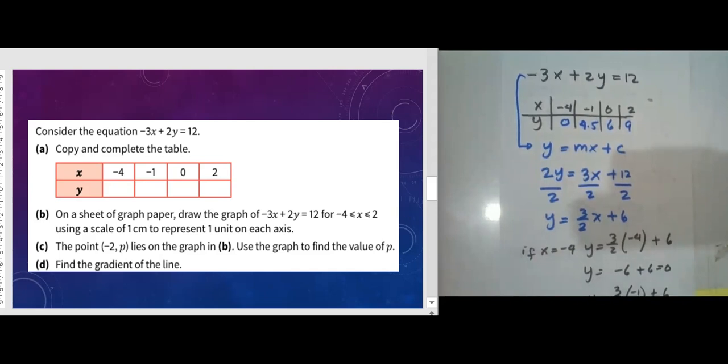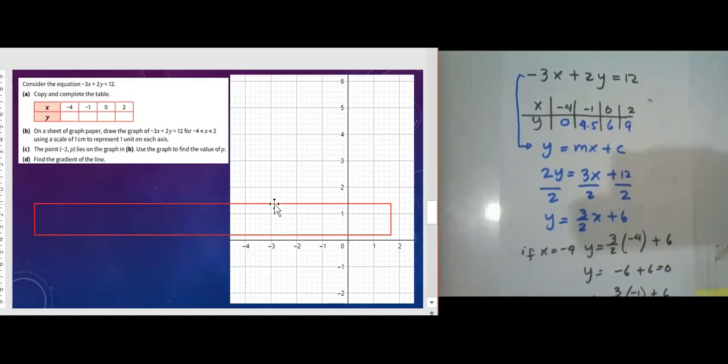Now, what is the meaning of the next question? The next question says, on a sheet of graph paper, draw the graph of negative 3x plus 2y equals 12 for x from negative 4 to 2 using a scale. This is important now because it has a scale. What does it mean? In your graphing paper, there's actually a grid of lines, right? Normally in your graphing paper, one of these is 1 centimeter.